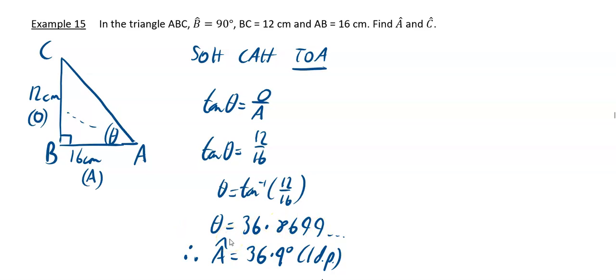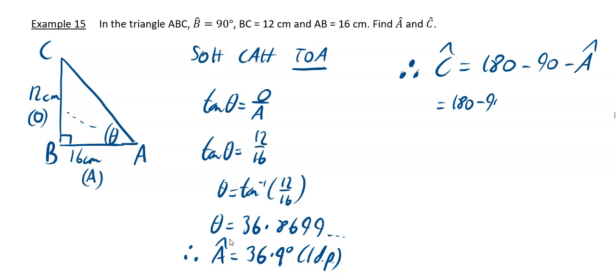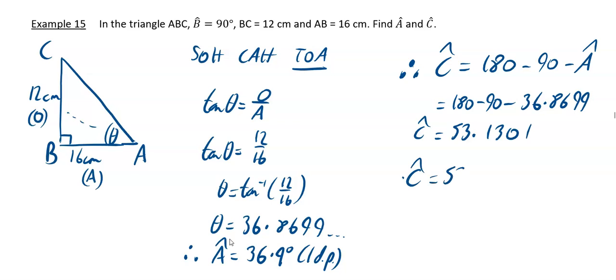The easy way to find my other angle, I think it was called angle C: angle C is going to be equal to 180 minus 90 minus your angle A. In this case, it's going to be 180 minus 90 minus your angle A, and I'm using the longer, more precise version of A, 36.8699. When I did that, I got my angle C to be 53.1301. Then I give my final answer: therefore C is equal to 53.1 degrees to 1 decimal place.